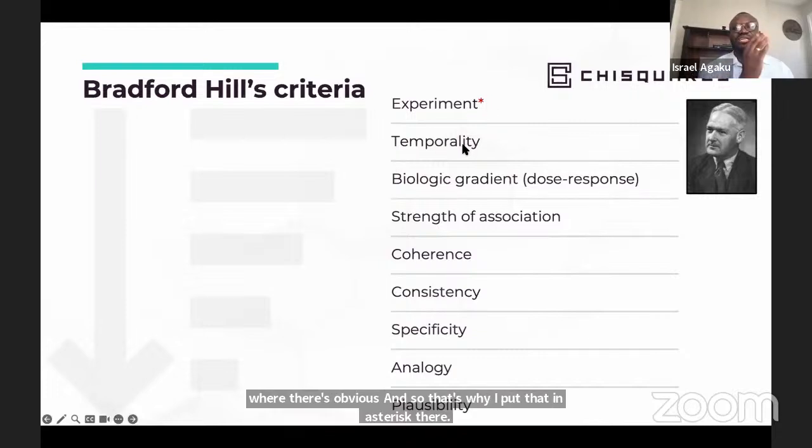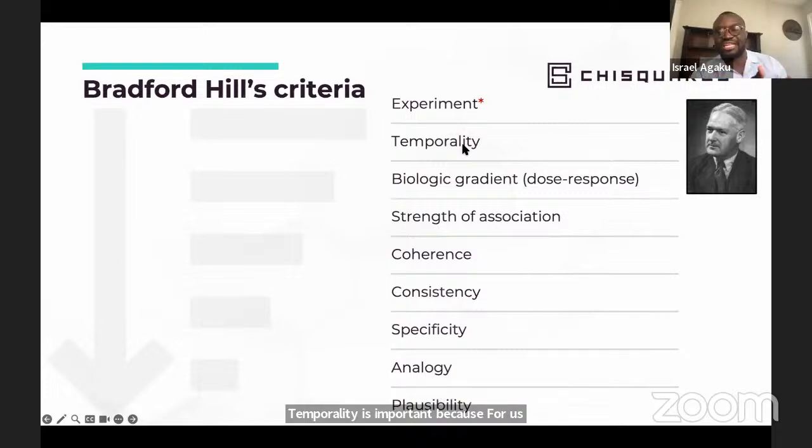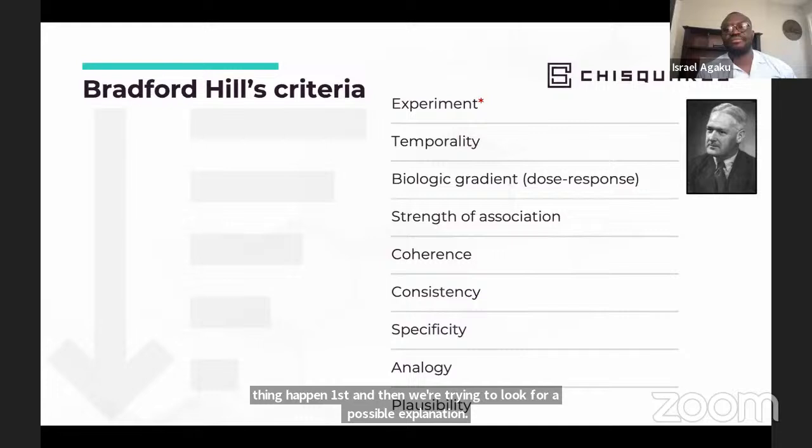Temporality is important because for us to make claims of causality, it is clear that the exposure should come before the outcome. If the outcome comes before the exposure, then we call that reverse causality, because the thing happened first and then we're trying to look for a possible explanation. And so we don't want that, obviously.